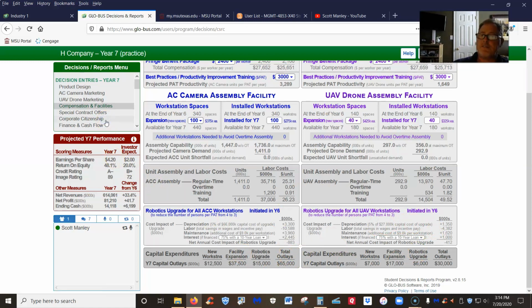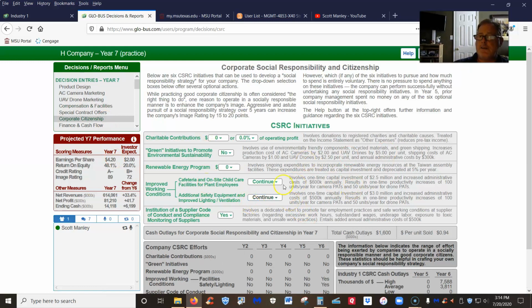For corporate citizenship, I only did the worker benefit programs, but I also implemented the supplier code of conduct. Okay, if you'll remember from a chapter 4 lecture, this is one thing that those implementing a cost leadership strategy can do that will improve their cost structure. It will make things cost less.